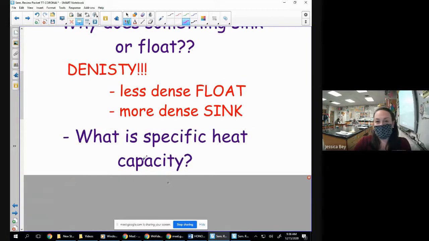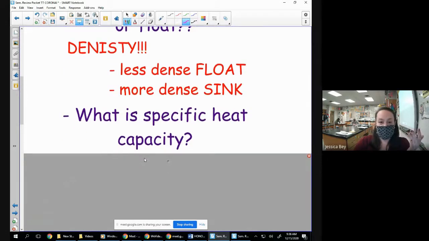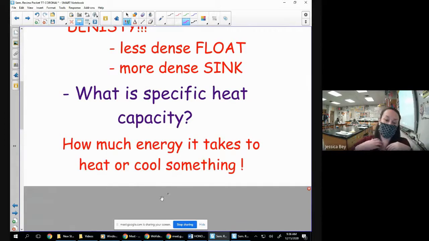And then the other thing we spent a little bit of time in class talking about is what is specific heat capacity. And we said the specific heat capacity is how much energy it takes to heat or cool something. So if you think about it, metals have a very small specific heat capacity because they heat up very, very quickly. Water has a very high specific heat capacity because it takes a lot of energy to heat it up. So those are just two things that when I wrote the test, came to the forefront of my mind that I want you to remember. I believe they're in the review packet in some semblance, but now they're explicitly on there.